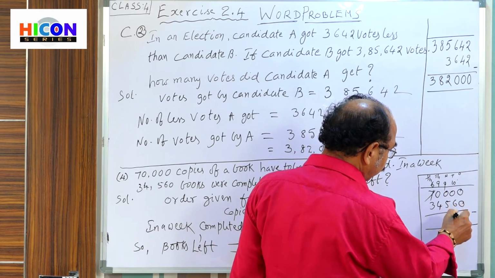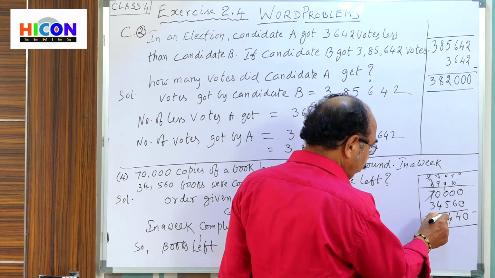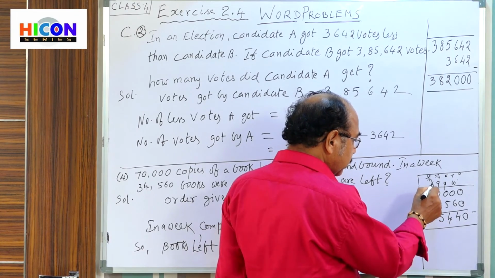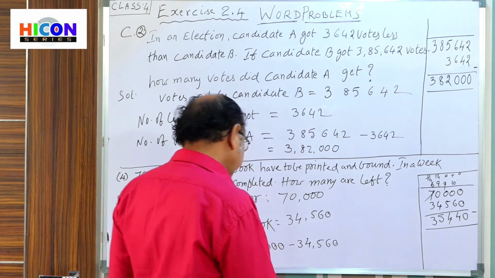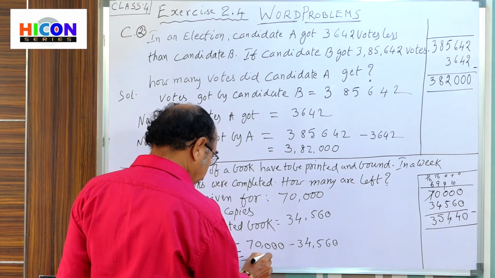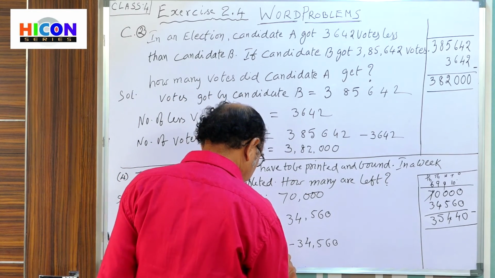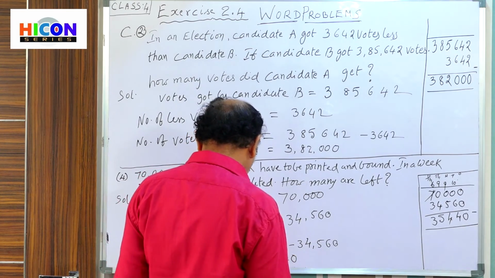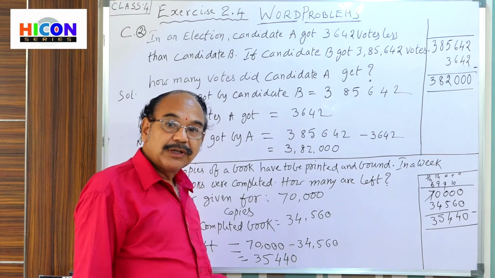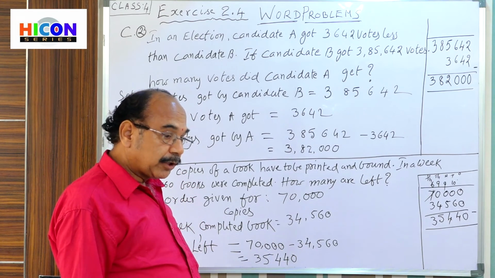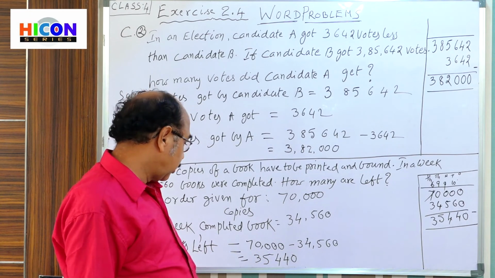10 minus 6 is 4. Now 9 minus 5, 4. Here 9 minus 4, 5. Here 6 is there, 6 minus 3, 3. 35,440. So 35,440 books left. Still the company has to produce 35,440 copies.